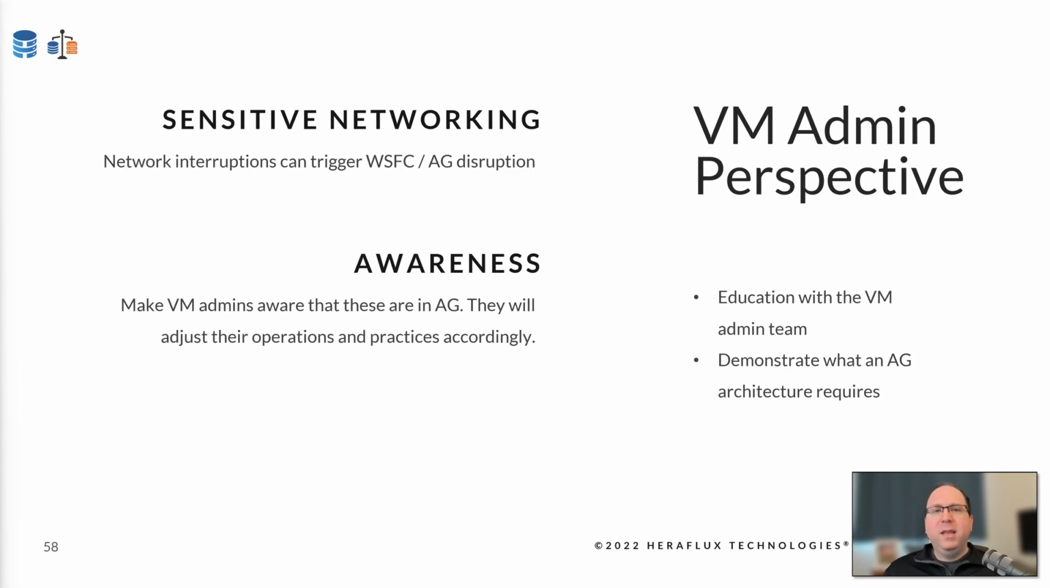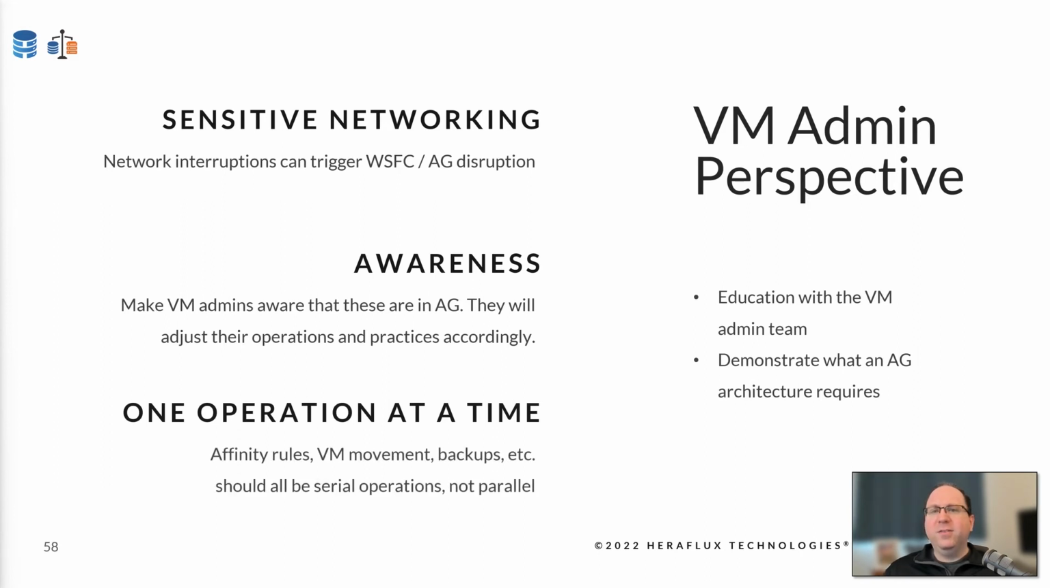Please, if you're a DBA out there, make the VM admins aware that these are in an availability group. They need to set up an anti-affinity rule to make sure that they don't accidentally end up on the same host, because all the time and planning and effort you spend on building your HA solution is useless if that host fails and everything goes down. One thing at a time. Set up your affinity rules. Do your VM movements separate from the times you're doing backups or big batch operations, things like that. Try not to do them at the same time, please.